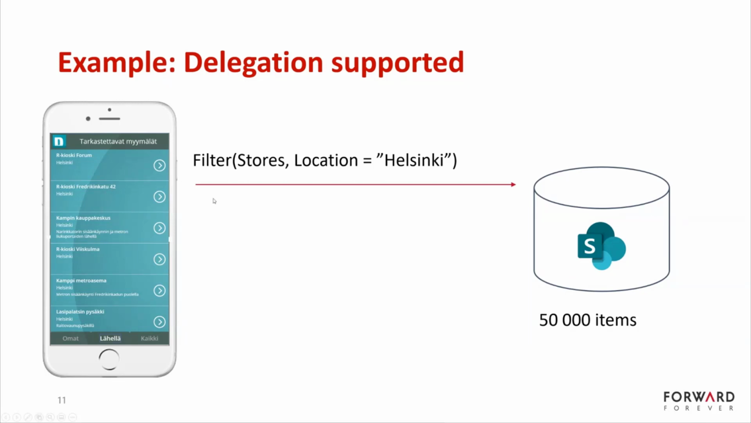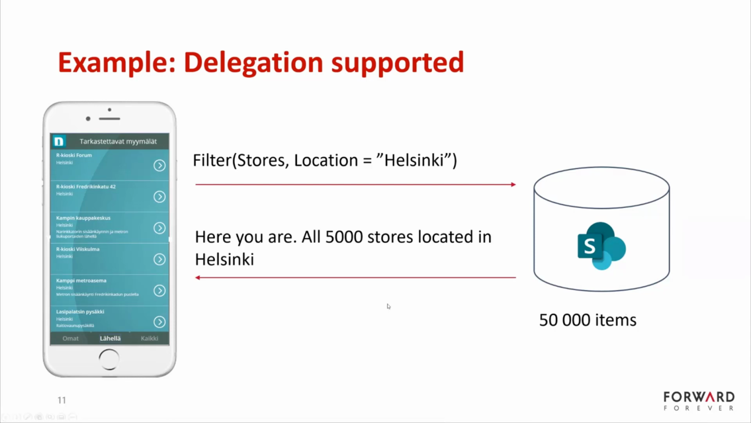And in our Power Apps, we do a filter query inside this stores data storage. We filter all the items by the location column, and the location column value has to be exactly Helsinki. And this filter query can be delegated to SharePoint. It means that SharePoint does this filtering inside all these 50,000 items, and after it's ready, it returns all stores that are located in Helsinki.